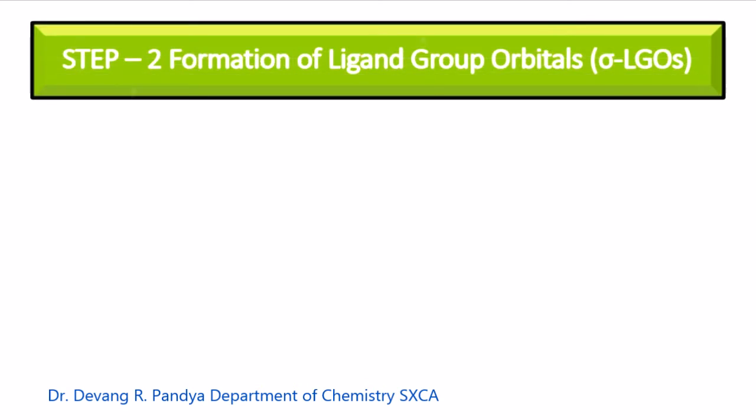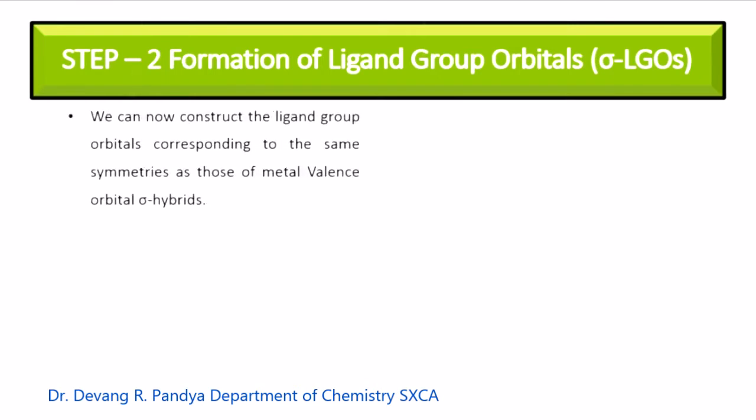Now step 2. The first step was to assign symmetry labels to the valence orbitals of the central metal ion, which is completely done. We need to focus on step 2, formation of ligand group orbitals. Because it is only sigma interaction, we can say it is sigma LGO formation, ligand group orbital formation. We can now construct the ligand group orbitals corresponding to the same symmetries as those of the metal valence sigma hybrid.